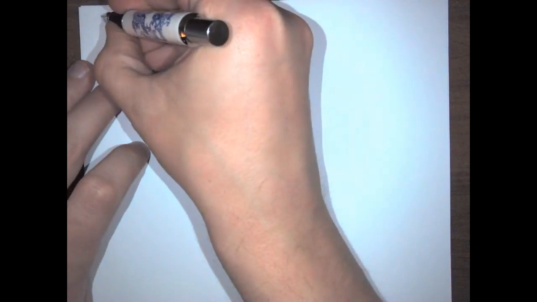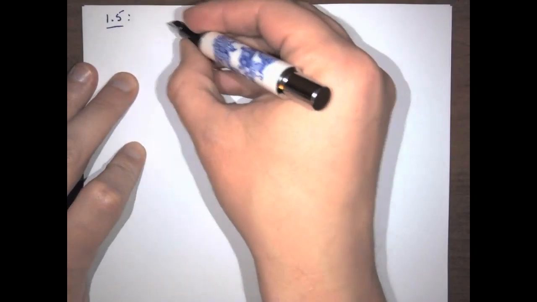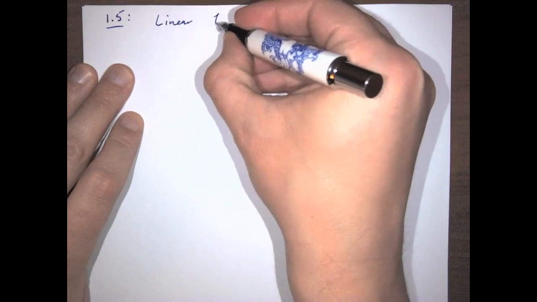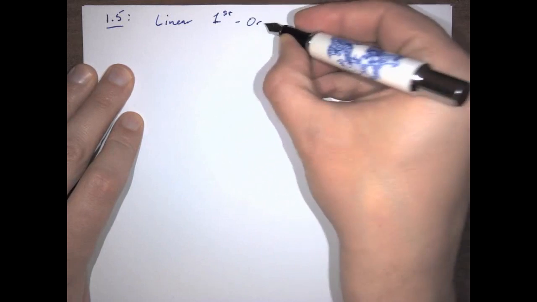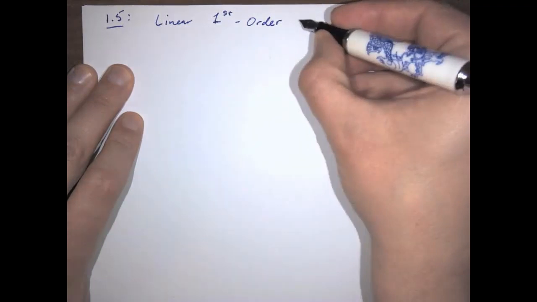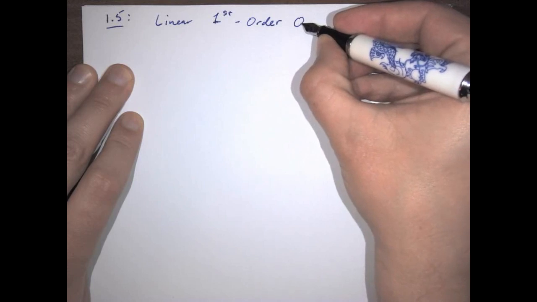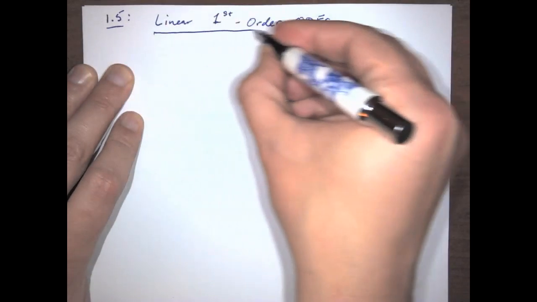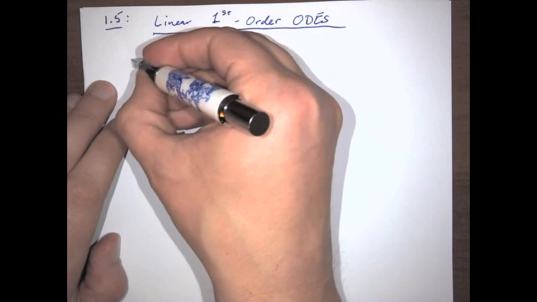So now what we're going to talk about is section 1.5, where we will look at linear first order differential equations. And as always, the differential equations we'll be talking about are ODEs, which means ordinary differential equations, which means no partial derivatives are involved. So, linear first order ODEs. The format that makes it linear as opposed to some other form is this.